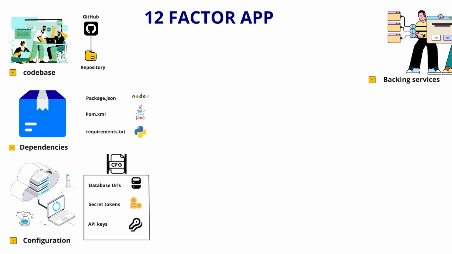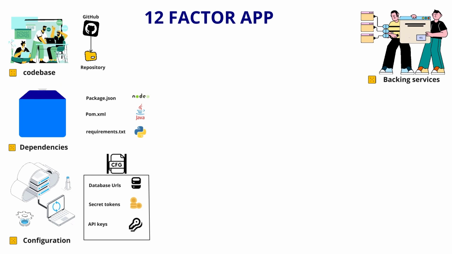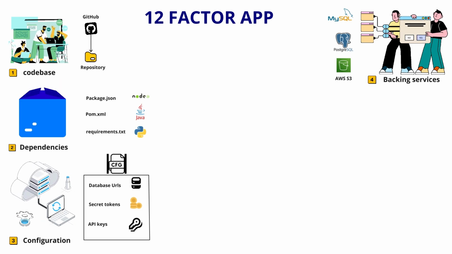Fourth factor is the backing services. Treat them as attached resources. Your application consumes these resources. Examples include MySQL, PostgreSQL, and Amazon S3. If the database is misbehaving due to hardware issues, your application administrator might spin up a new database server restored from a recent backup. So, this is about backing services.